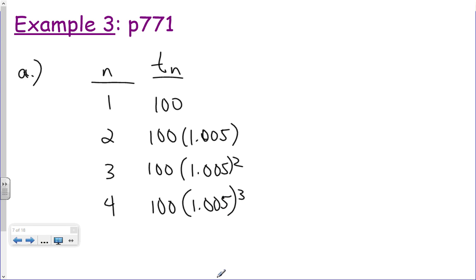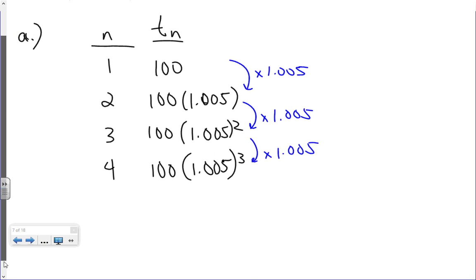So the question is, how am I going from one term to the next? Again, hopefully that's obvious, but I'm multiplying this by 1.005, I'm multiplying this by 1.005, and so forth, right? I'm multiplying by a common ratio. This is geometric, is what that tells me.